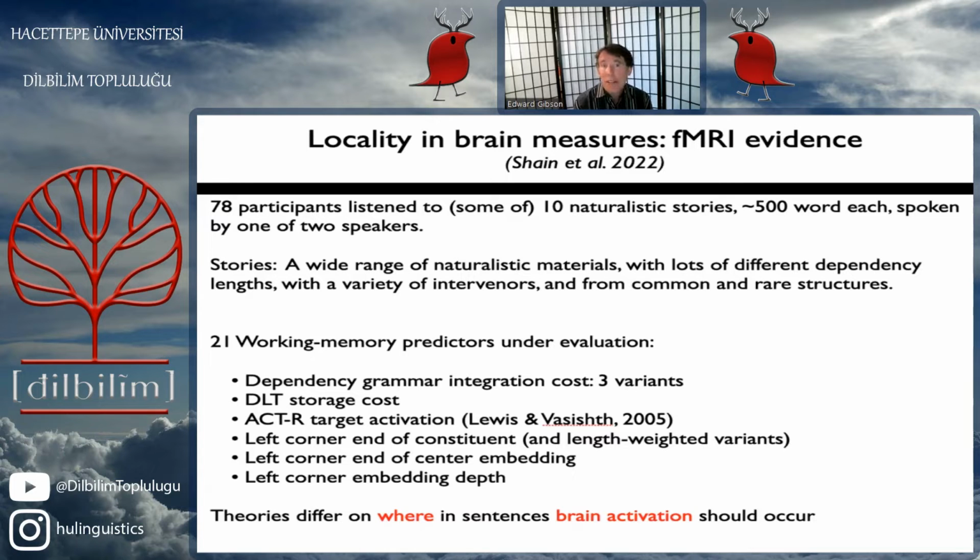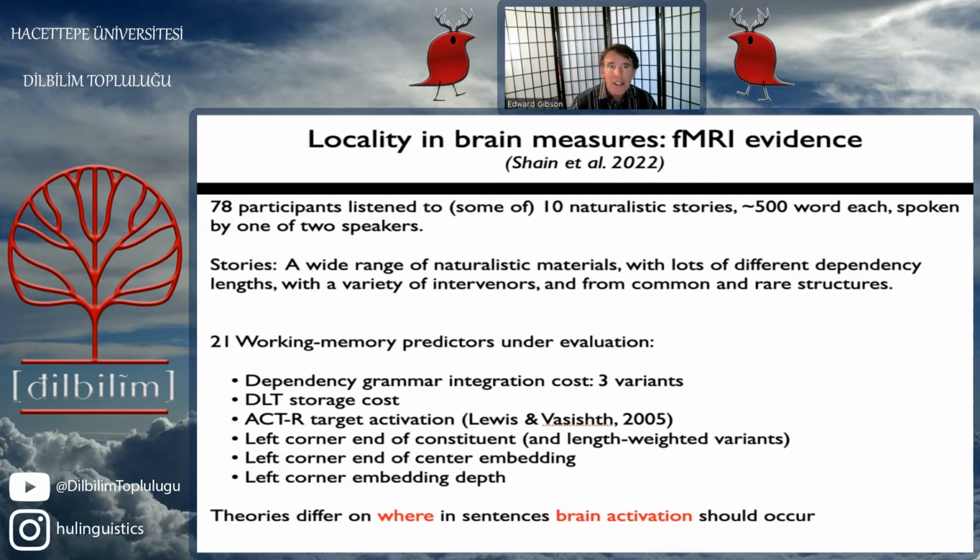This is work by Cory Shain, very recently, two years ago now in 2022, in the Journal of Neuroscience. He got a data set in which 78 people, a large population, were listening to 10 naturalistic stories. They didn't all listen to all 10 of these stories, I think they listened to some subset. They're about 500 words each, spoken by one of two speakers. These aren't totally natural stories. They're stories with slightly complicated materials, long distance dependencies, and low frequency words, in order to investigate psycholinguistic phenomena in a more comprehensive way.